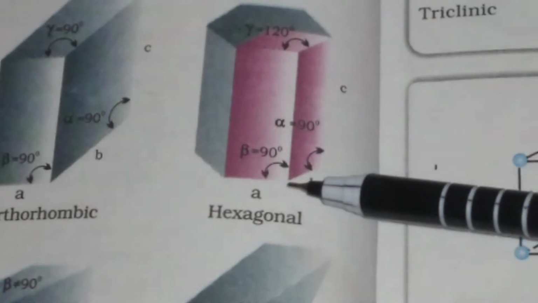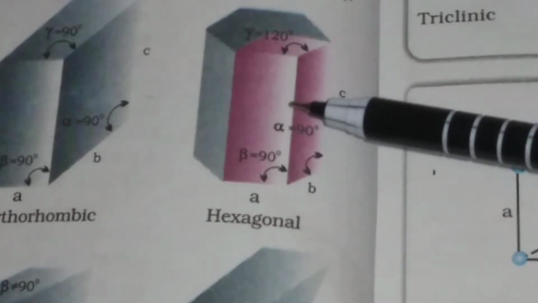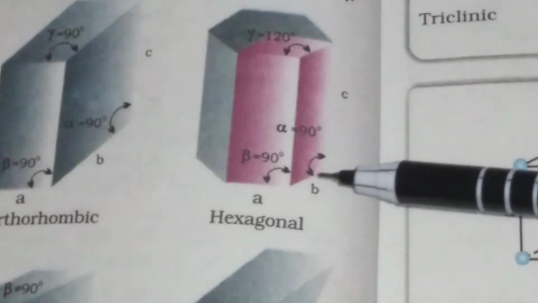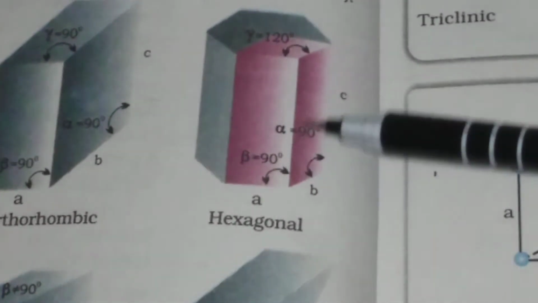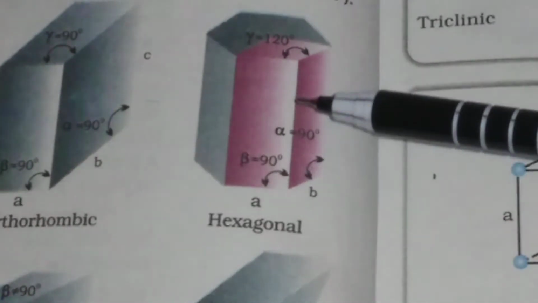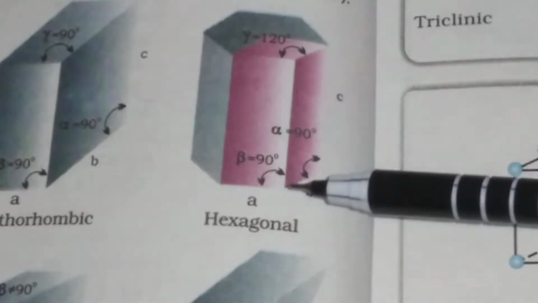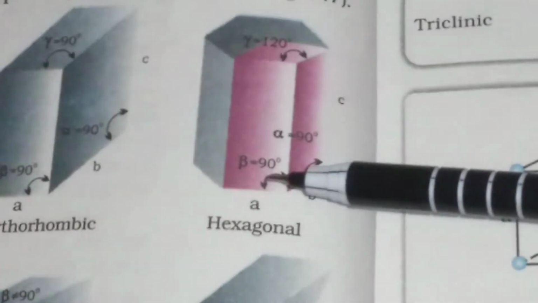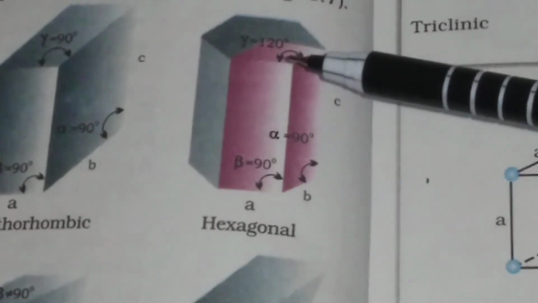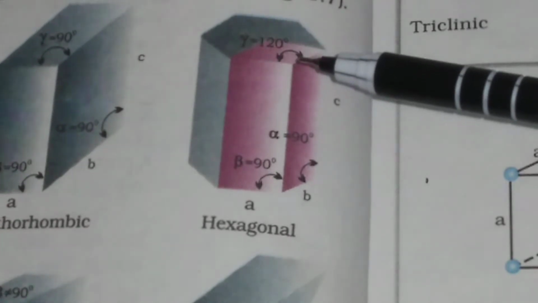This is your hexagonal primitive unit cell. Here a is equal to b but not equal to c. This is the c axis. Here alpha is equal to 90 degrees, beta is also equal to 90 degrees, but gamma is equal to 120 degrees.